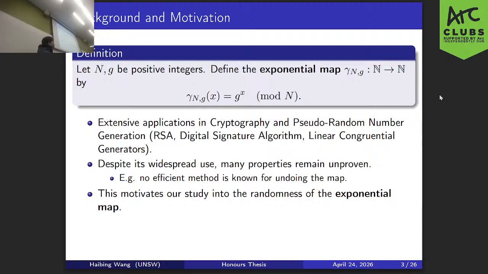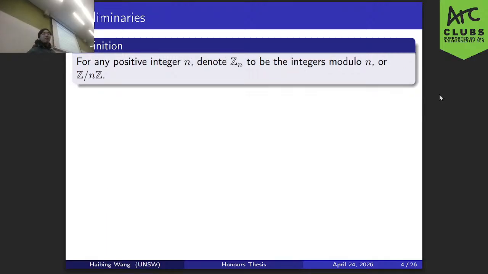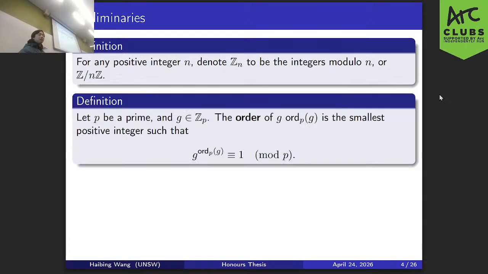So that's why we want to study this, and the main thing now is some preliminaries and notation that we're going to use. We use Zn to denote the integers modulo n, and sometimes we're interested in the order. If you have a prime as the mod, the order of an element g is the smallest integer such that when you raise g to that power, you get 1 back.